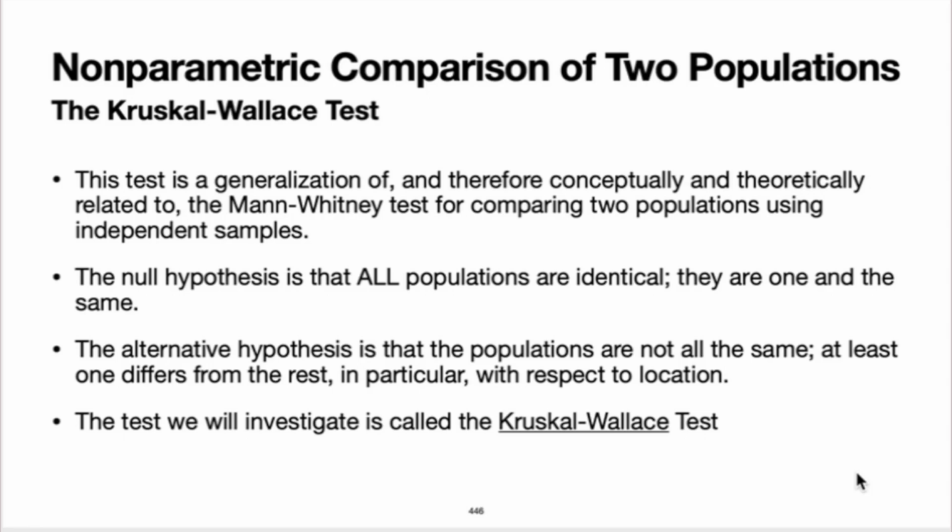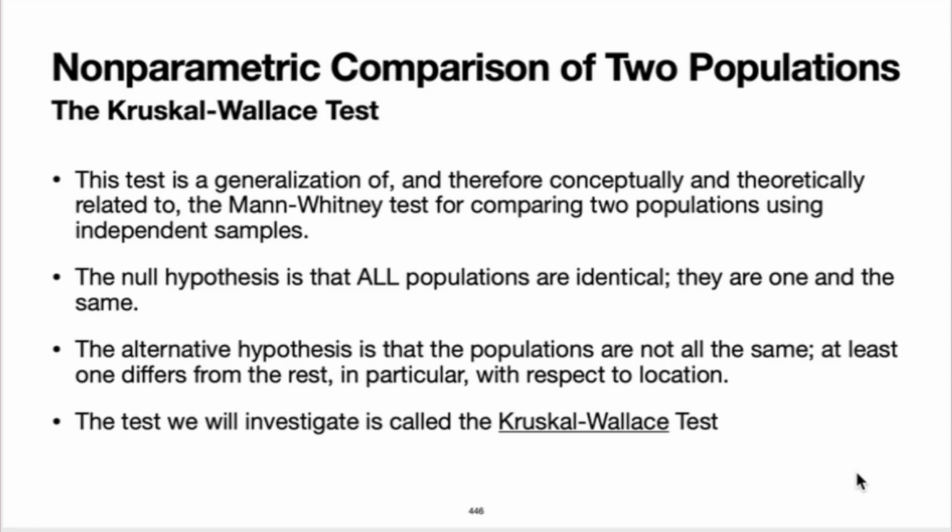Now, the null hypothesis is going to be that all populations are identical. We will denote the number of populations that we're dealing with by k. The null hypothesis is that all populations are identical. In other words, they are one and the same. There's no distinction between them. Any treatments, for example, that we might be applying to experimental units have no effect under the null hypothesis, and so the corresponding populations are the same. The alternative hypothesis is that the populations are not all the same, that at least one population differs from the rest, and in particular, it differs with respect to location.